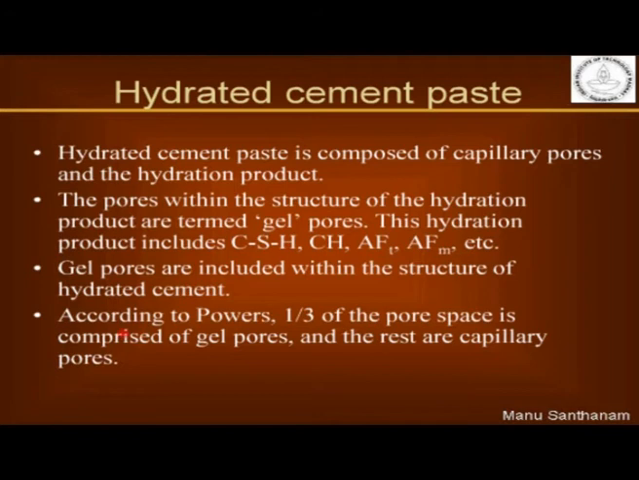According to Powers, who was one of the premier scientists as far as cement chemistry is concerned, 1/3 of the pore space is gel pores and the remaining 2/3 is capillary pores. Obviously, capillary pores are going to be of a much larger size as opposed to gel pores, which are very small. Capillary pores are present outside the hydrated product, while gel pores are present within the hydrated product, so they are much smaller.